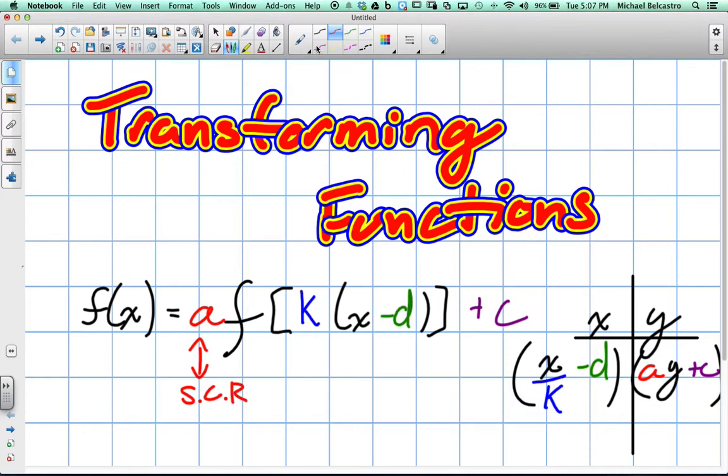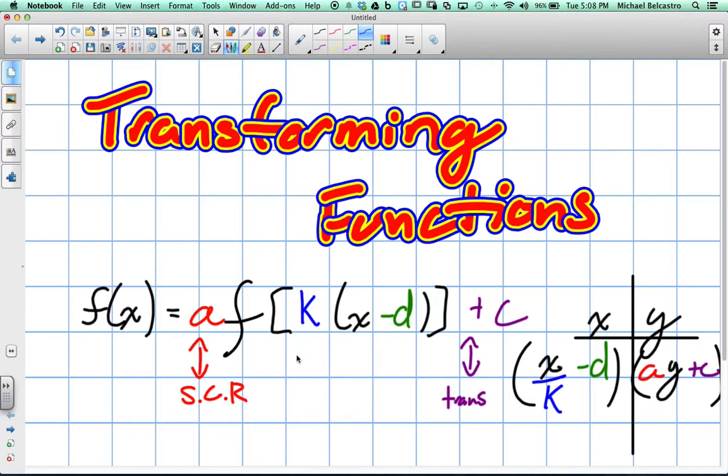Okay. The c value does vertical translations. Okay, so in other words, it's going to move things up and down, while the a value, depending on what a value it is, if it's greater than 1, then it's going to stretch things. If it's between 0 and 1, it's going to compress it. And if it's a negative, it's going to make it a reflection on the x-axis.